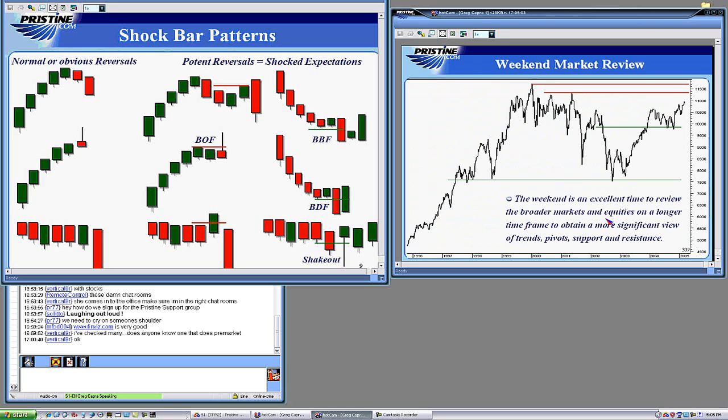And take a look again at the broader markets from a longer term perspective. What's happening? Because we get too caught up in the day-to-day. So take a longer term view of what's going on.